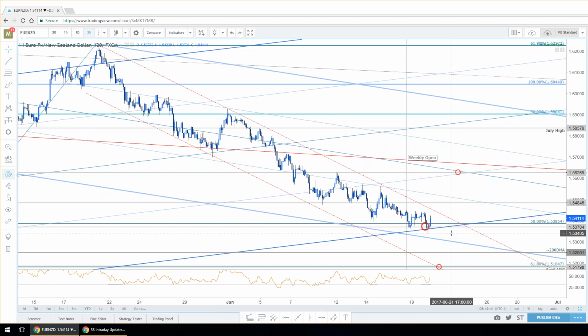Questions on Euro Kiwi. Testing support as we speak. It's number 3. CAD yen for gram. Let me write that down. CAD yen. Sure, gotcha.